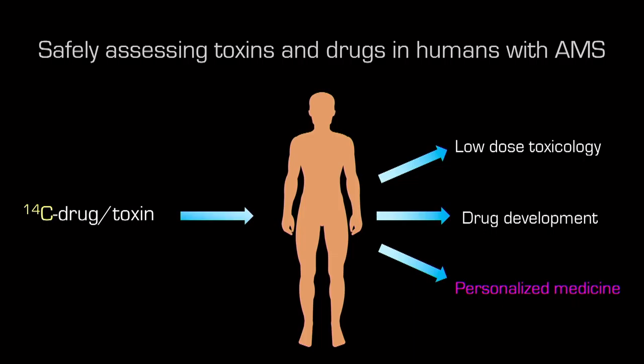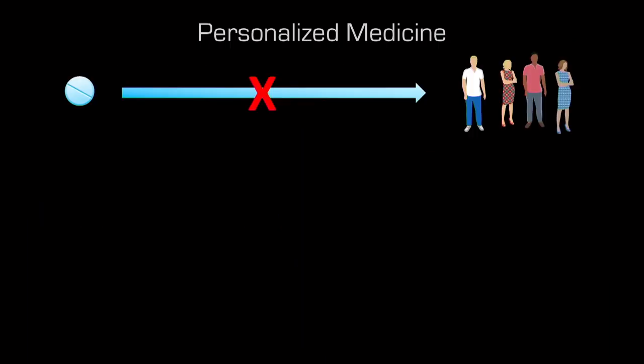So the next thing we can use AMS for is personalized medicine. So what is personalized medicine? Well, everybody has a different genetic makeup, and everybody's going to respond to drugs differently. And right now, these drug companies make one drug, and they say it's good for everybody. Well, it's not good for everybody, because everyone's going to respond differently based on their genetic makeup or their physical appearance or their size and their weight.